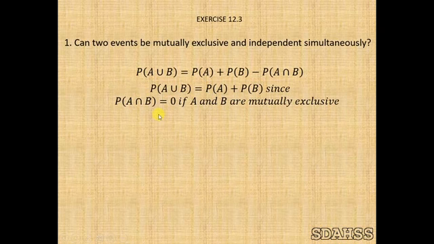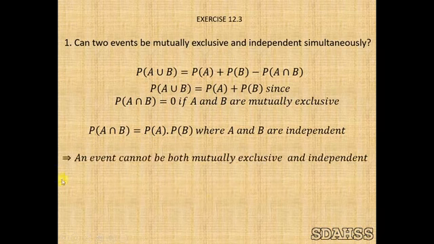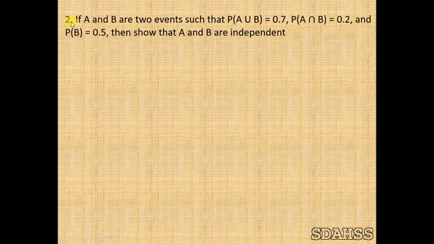P of A intersection B is equal to 0 if A and B are mutually exclusive. Then P of A intersection B is P of A into P of B, where A and B are independent. Here P of A intersection B is 0 if A and B are mutually exclusive, and P of A intersection B is equal to P of A into P of B, where A and B are independent events. So an event cannot be both mutually exclusive and independent.